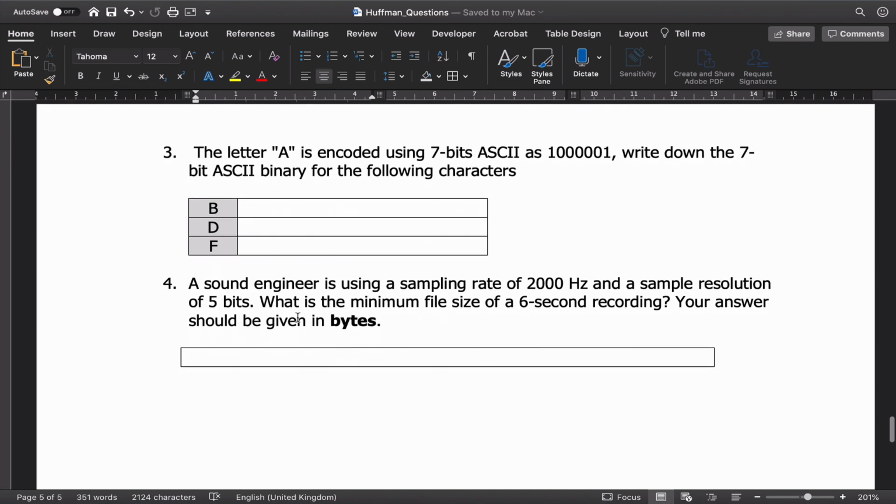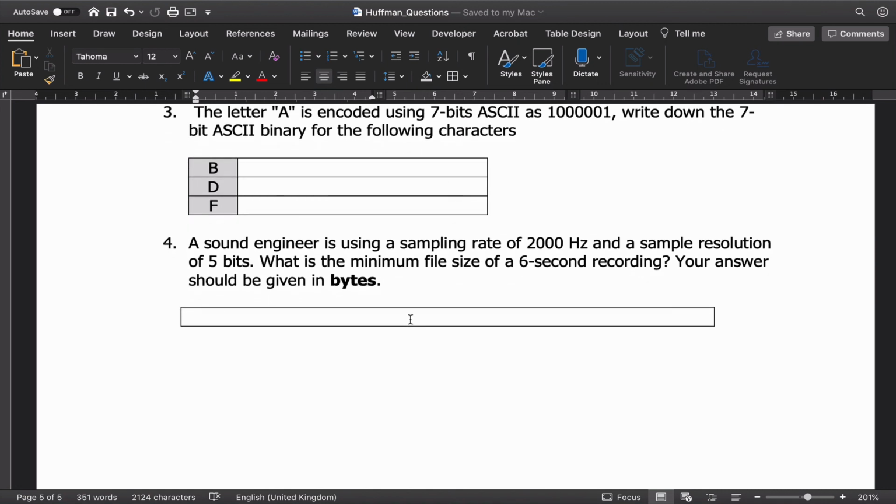And then finally, a sound engineer has a sampling rate of 2000 Hz and a sample resolution of 5 bits. What's the minimum file size of a 6-second recording? And again, give your answer there in bytes, so you need to figure that out. But again, please do go and have a look at the course website on how to do that if you're unsure. If you are sure, I'd recommend to go and double check that you know how to do it.